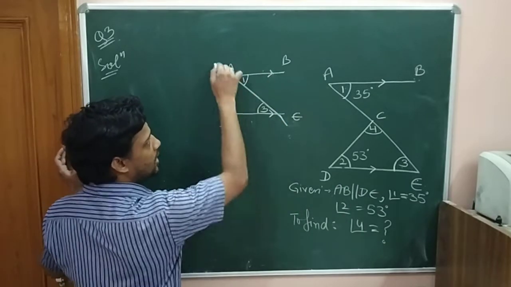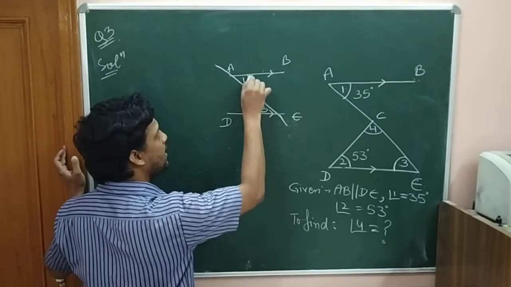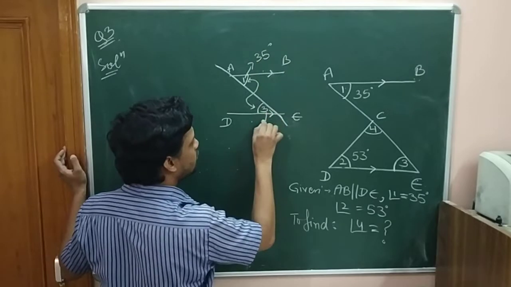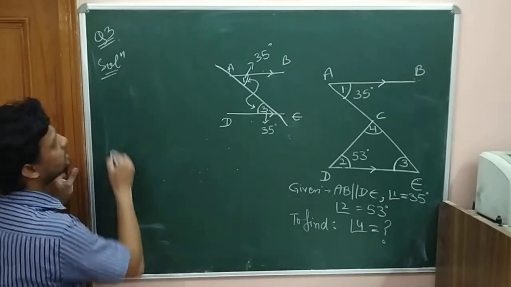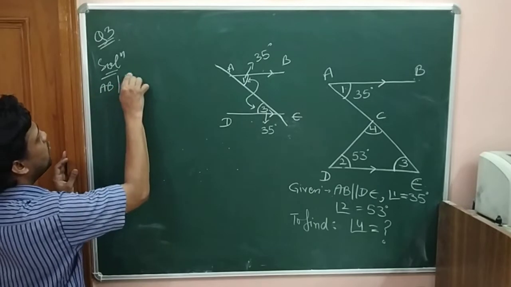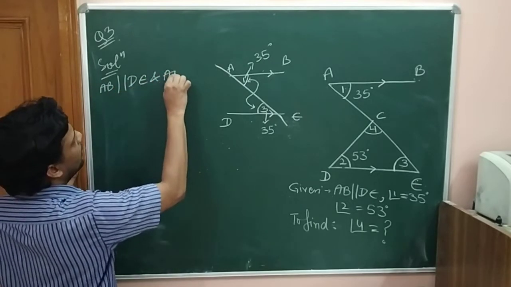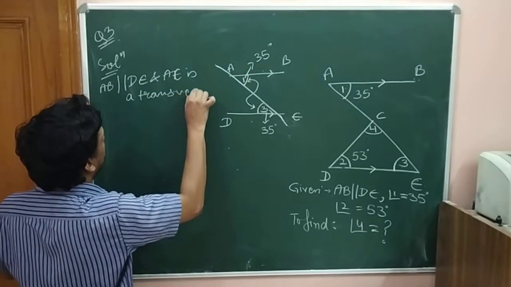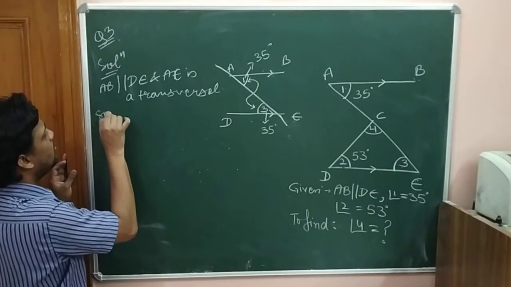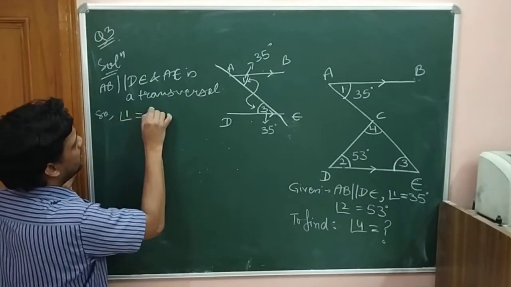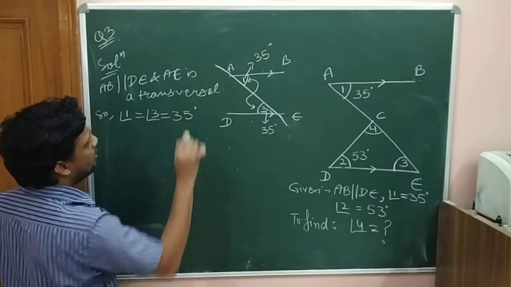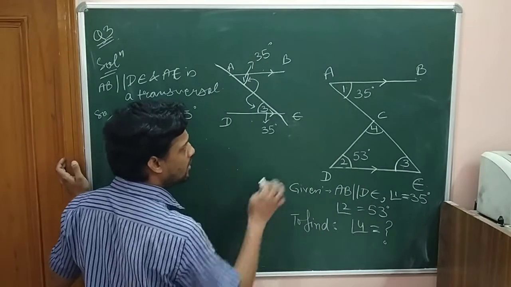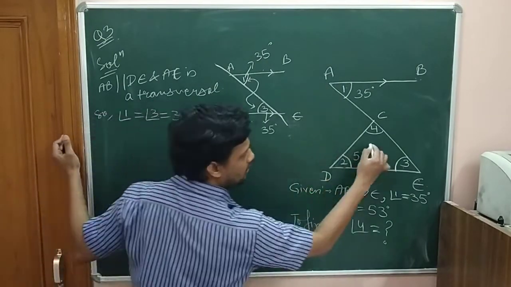If both lines are parallel and this is a transversal, both angles are alternate interior angles. It means if this angle is 35, this angle is also 35. Reason: alternate interior angles. So I can write: AB is parallel to DE and AE is a transversal, so angle 1 equals angle 3 equals 35 degrees. That means angle 3 is 35 degrees. Clear?